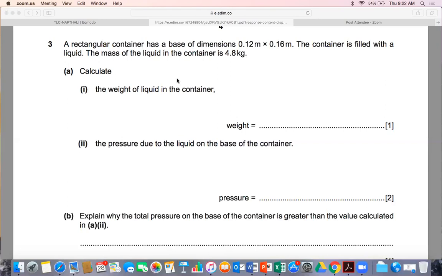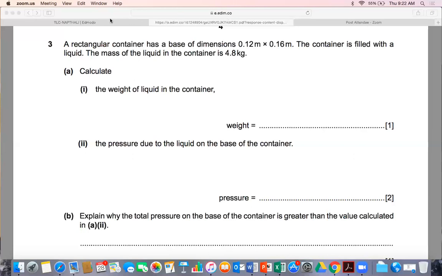Gravity. Gravity is the one that causes weight, which is why if you're on Earth, your weight is different from if you go to Mars. Your weight will be different because gravity is different there, but your mass will be the same. Gravitational acceleration is 10. That's why we times 10. Actually it's 9.8, it has a decimal, but we round it off and times 10. So 3a, calculate the weight: it is 4.8 times 10, which is 48 Newton. Make sure you have your unit there.